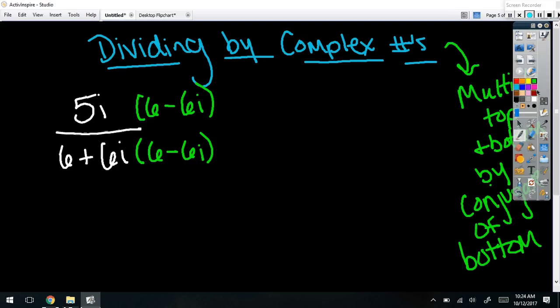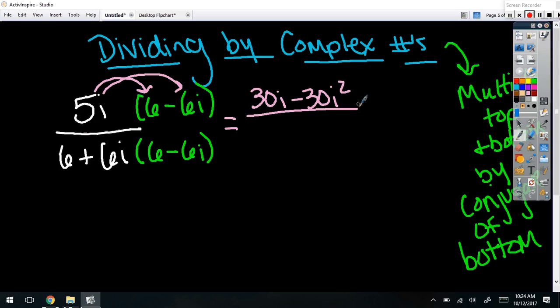Up at the top, it's a little easier because there's just an imaginary up top, right? So 5i times 6 is... So you basically just do like a parentheses. Absolutely. 30i. It's positive 30i. All right, if you're working through it, continue. It's gonna be a long problem.